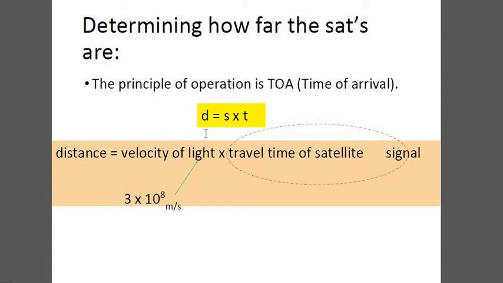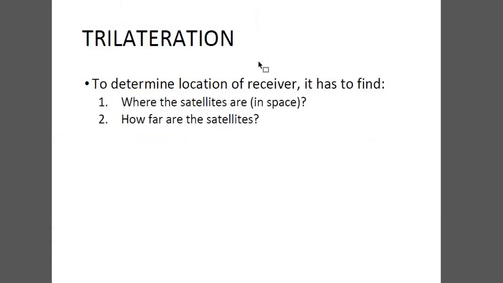So the D is equal to the velocity of light, or the signal, into the travel time of the satellite. To determine the location of the receiver, we have to know where the satellites are in space and how far the satellites are. How far the satellites are can be found by using the DOM method, and the locations of the satellites can be found by using the trilateration method. So the trilateration method is the one to determine the location of the receivers, and to find where the satellites are and how far they are.